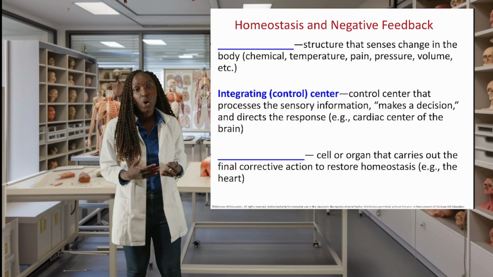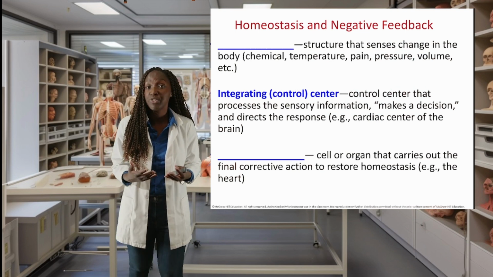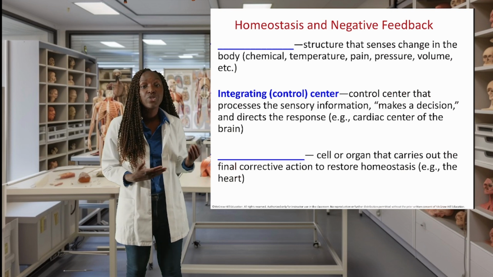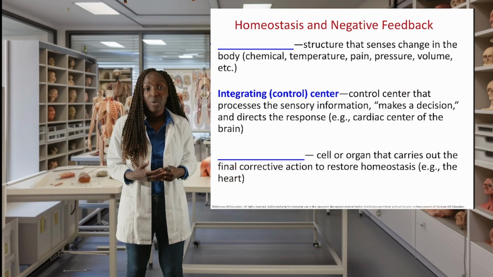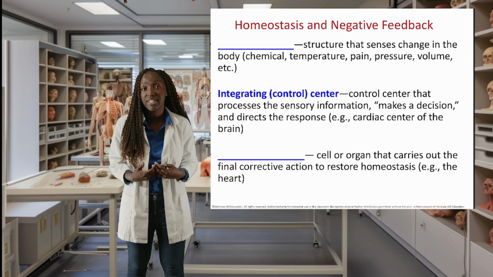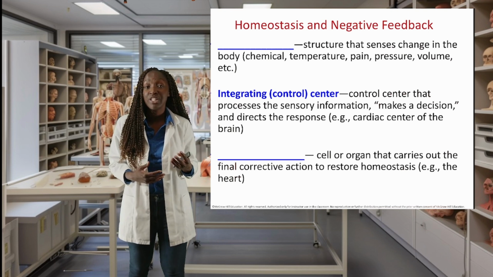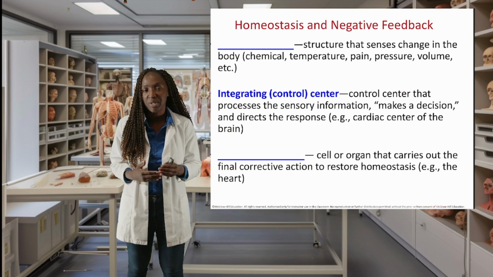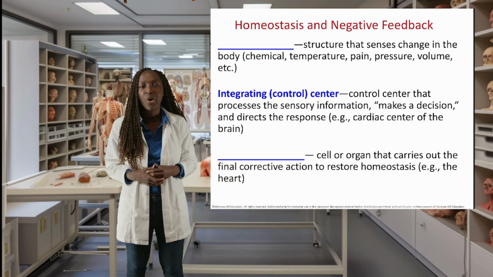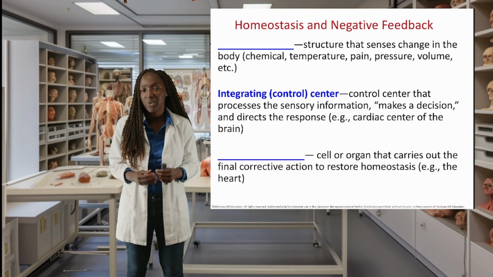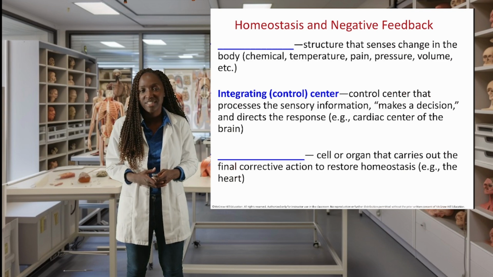So when we're looking at homeostasis and negative feedback, there's a couple of terms that we need to know. The first being receptors. Those are the structures that sense change in the body, whether that be a chemical change, a temperature change, a pressure change, receptors are going to sense that change. We have our integrating or control center that processes the sensory information and makes a decision, and then directs a response. And lastly, we have what is called an effector. It's the cellular organ that carries out the final corrective action to restore homeostasis.